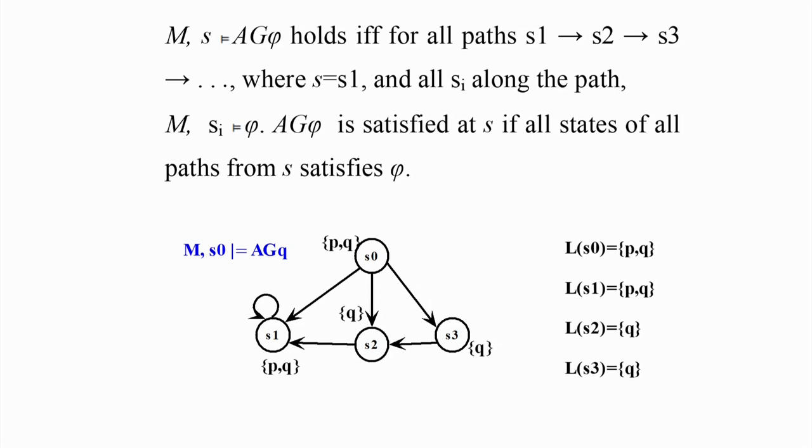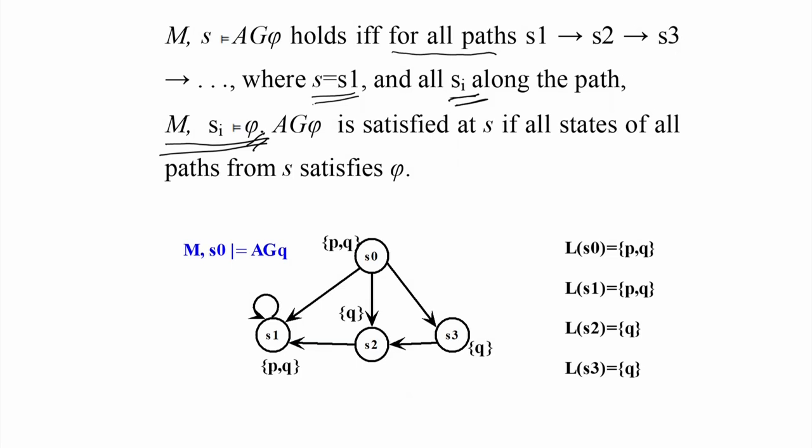Now M, S models AG phi. It holds if, considering all paths starting from S 1, S 2, S 3 and so on, all paths where S equals S 1, that is, a path starting from S, then along this particular path, for all S i along the path, M, S i models phi. So first you consider all possible paths. Then in all possible paths you consider all the states S i, and if in all S i, M, S i models phi, then we say that M, S models AG phi. In all possible paths, in all states, if phi is true, then M, S models AG phi, or you can say that AG phi is true in the state S of the model M.